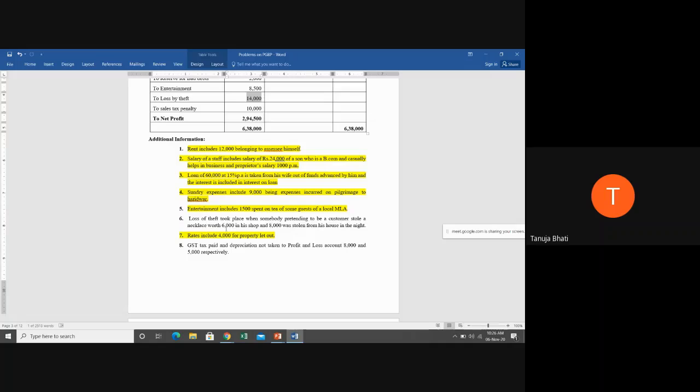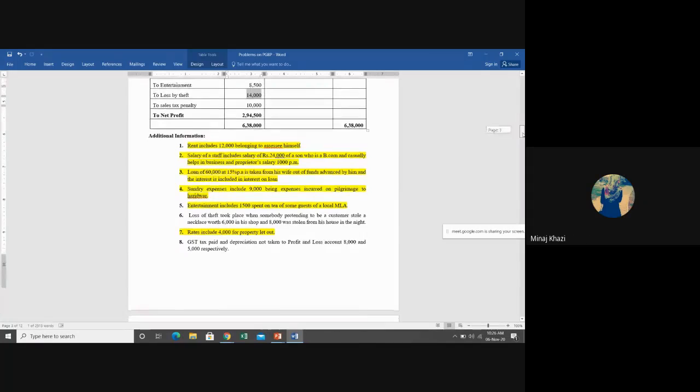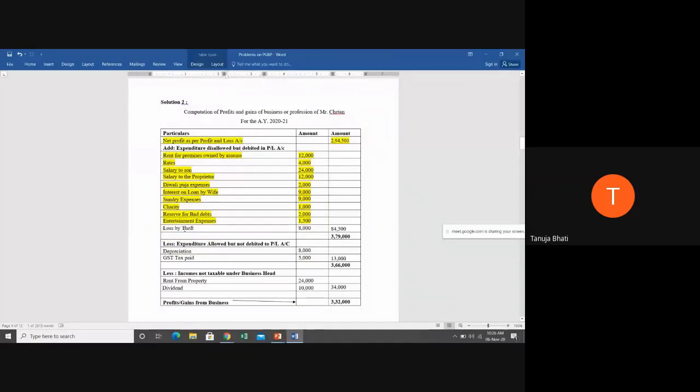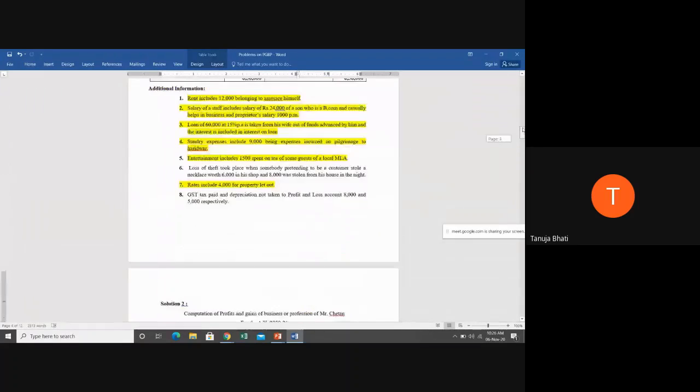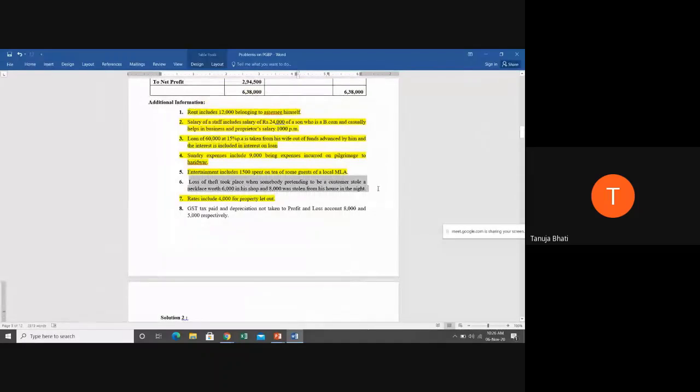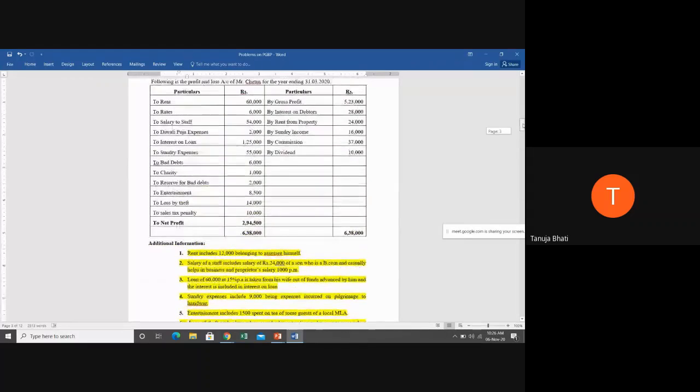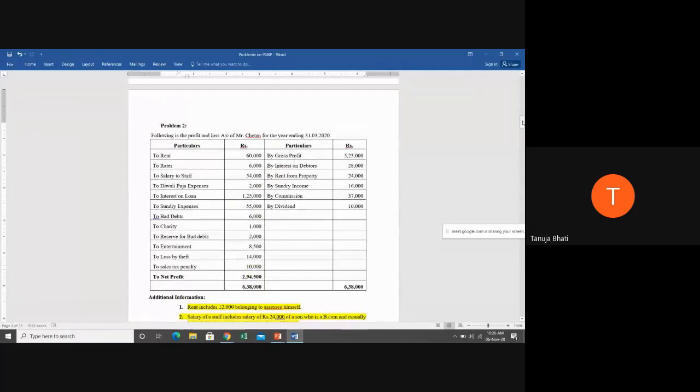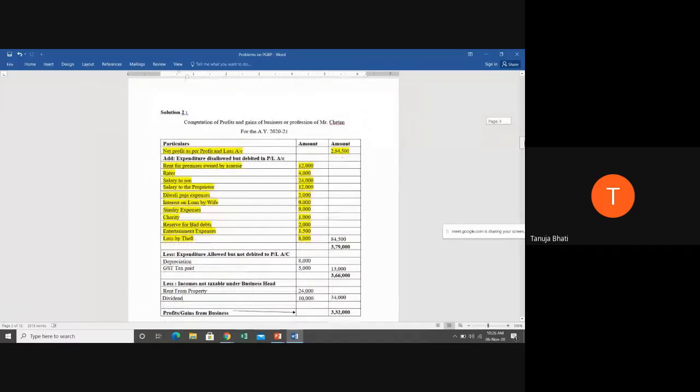So tell me, students, how much is allowed and how much is disallowed? 8,000 is disallowed, because the robbery was at home. So we have added back this 8,000 rupees. Now moving ahead, we have completed this.